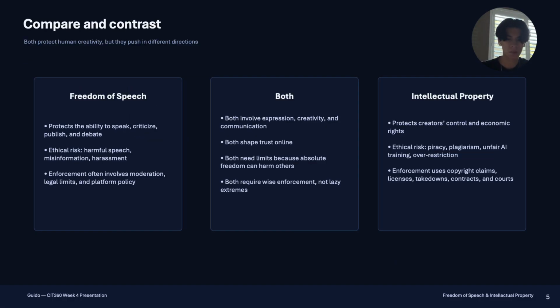Freedom of speech and intellectual property are similar because both deal with human expression and creativity, but they're not the same. Freedom of speech protects the ability to communicate ideas, and intellectual property protects ownership and control over creative work. Sometimes they conflict. For example, someone may say they have a right to post or remix or criticize someone else's content, and the creator may say their work is being stolen or misused. Ethical IT has to balance both instead of pretending one side automatically wins.